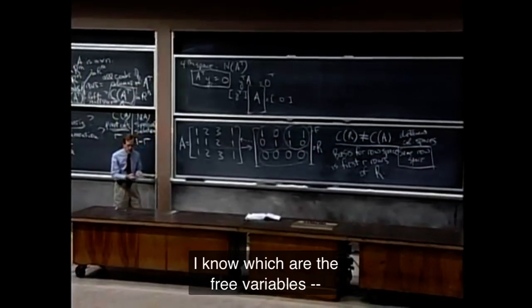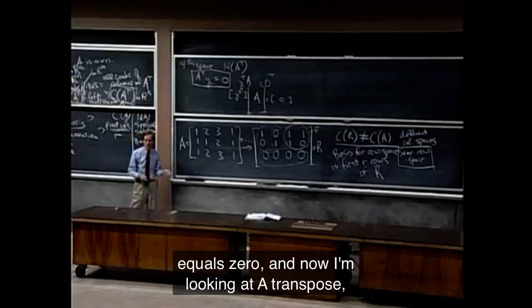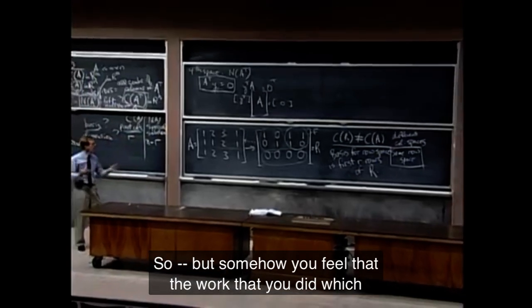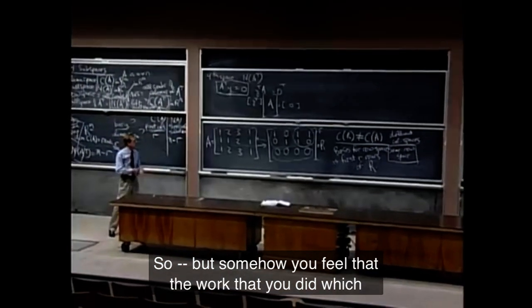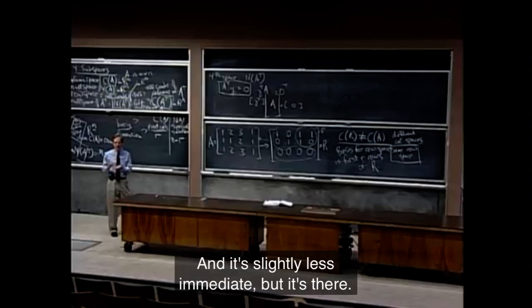I know which are the free variables, the special solutions, but those are special solutions to Ax equals 0, and now I'm looking at A transpose, and I'm not seeing it here. So, but somehow you feel that the work that you did, which simplified A to R, should have revealed the left null space too. And it's slightly less immediate, but it's there.